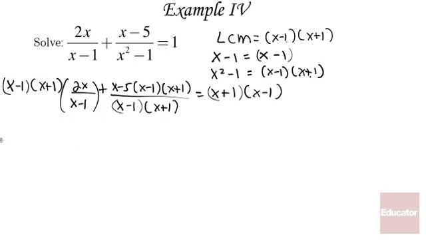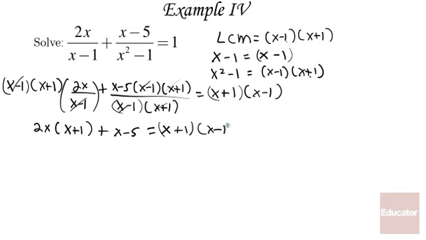Okay, let's see what happens. The x minus 1's cancel. I'm going to be left with 2x times x plus 1. Here, they all cancel. So since everything was canceling, I'm just going to have an x minus 5 left. But it's good to write it out so you can see exactly what's happening. x plus 1, x minus 1. Now I just need to simplify.